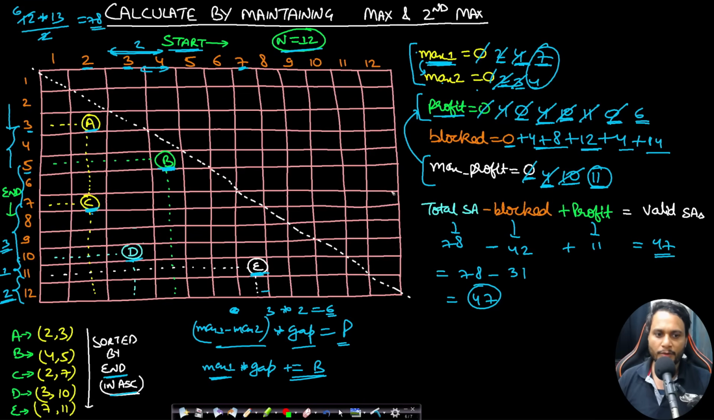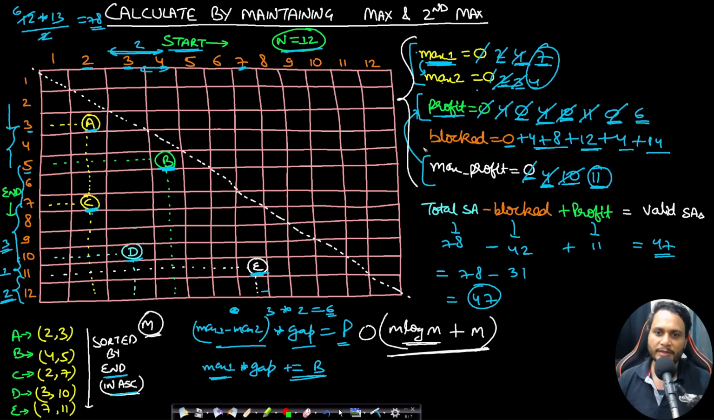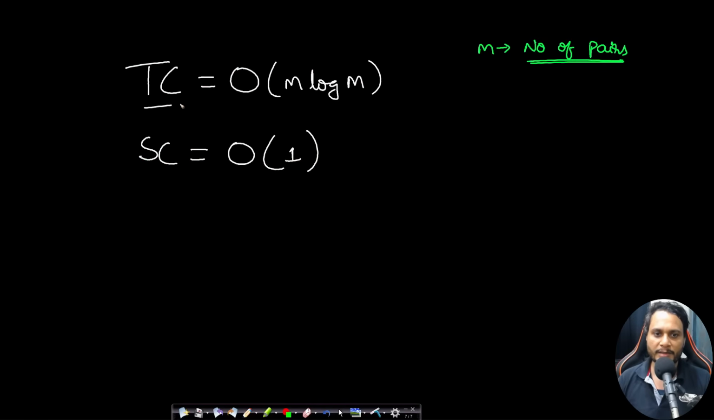Now in this case, what we did was we have, let's say, m number of points and we sorted it based on the endpoint. So the time complexity there was m log m, and then we are iterating through each of the points and making these calculations in O(1). So the total time complexity will be m log m plus m, which will be m log m. And this matrix is never created. I have shown this just for your own understanding, and the space complexity is only due to these variables, which is O(1). So the time complexity is m log m and the space complexity is O(1). I hope it is clear. Let's now look at the code.